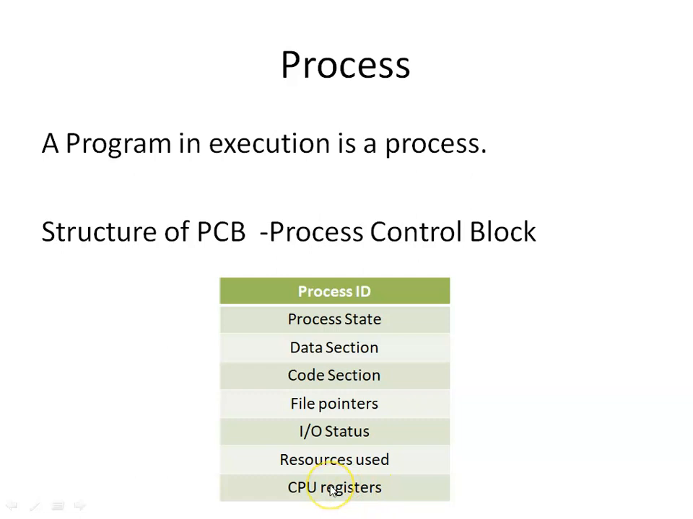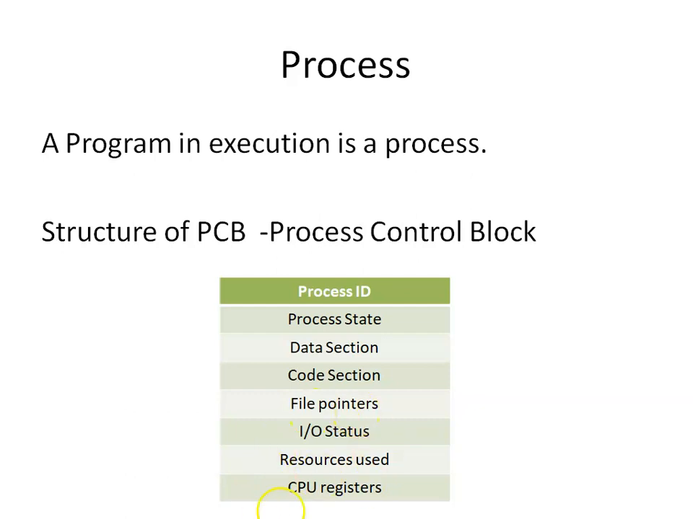Then we have a list of all the CPU registers as they were when the process was executing with the CPU, because the process has to perform a context switch. A context switch is a concept in which the CPU is shifting from one process to another. So when the CPU has to shift from one process to another, it has to change the context. For example, if you're studying maths and suddenly you have to study Hindi, then if you apply the concepts of maths in Hindi, you won't understand Hindi.